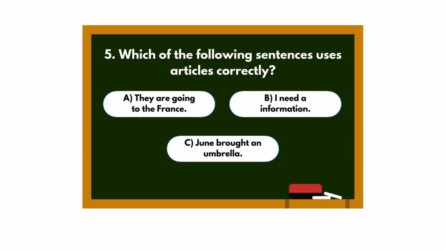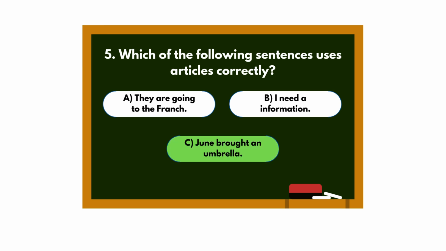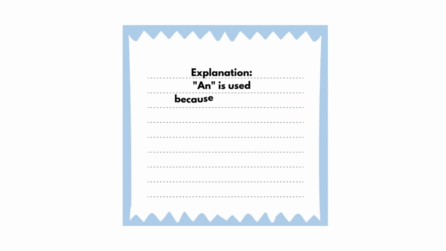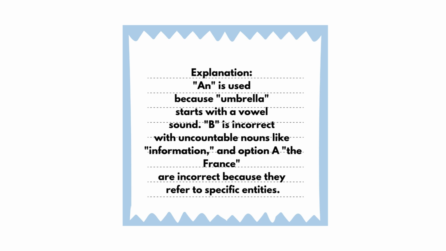Question number 5. Which of the following sentences uses articles correctly? Option A, they are going to the France. Option B, I need a information. Option C, June brought an umbrella. The correct answer will be option C, June brought an umbrella. Explanation: an is used because umbrella starts with a vowel sound. B is incorrect with uncountable nouns like information, and option A, the France, is incorrect because it refers to specific entities.